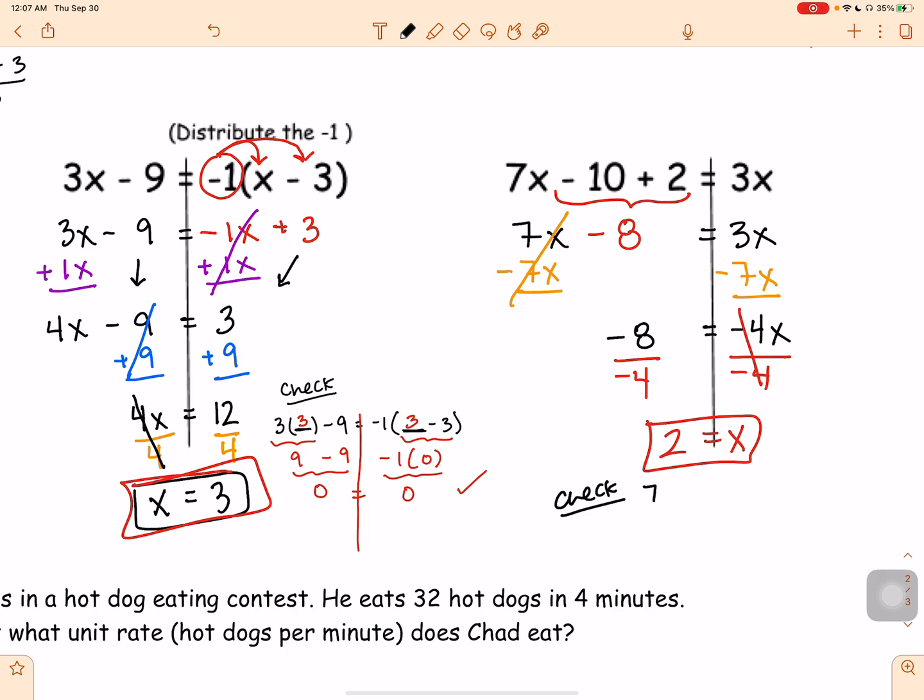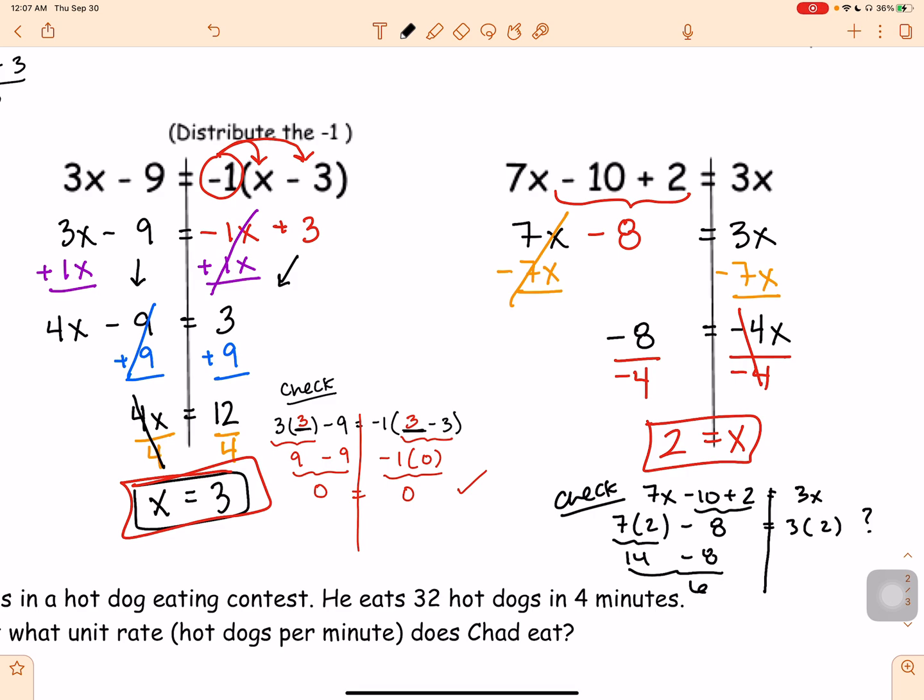we first started out with 7x minus 10 plus 2 equals 3x. Okay, whoops, I forgot to just put parentheses. So 7 times 2 minus 10 plus 2, which is just minus 8, equals 3 times 2. So we're checking that, right? 7 times 2 is 14 minus 8 is 6. 3 times 2 is 6. Yep, 6 equals 6. So we got it right. We're good to go. Okay, so that's how you guys can check your answer for that one.